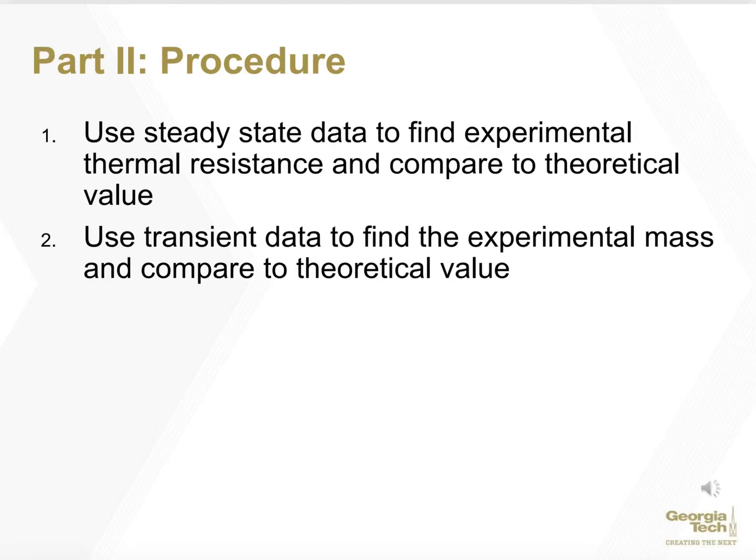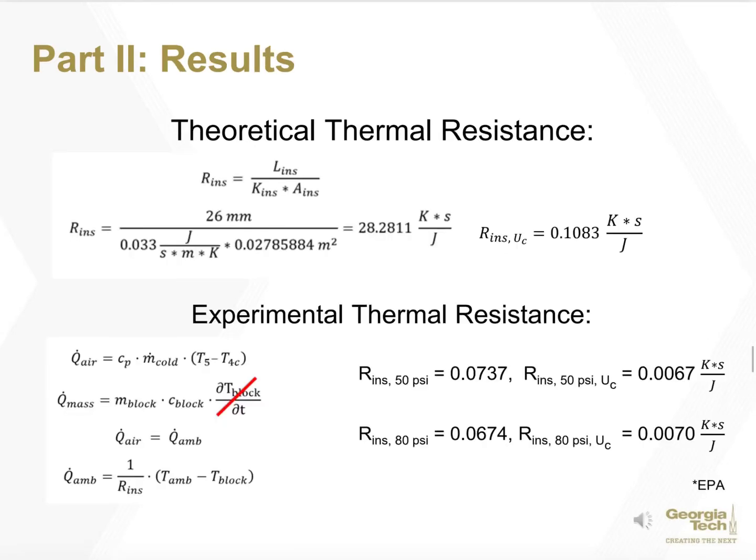The same data collected at 50 and 80 psi was then used to determine the thermal resistance and mass values. The thermal resistance was found using the steady-state data, and the mass was found using the transient data, both relying on reordering the energy change equation. The theoretical thermal resistance was found using the surface area of styrofoam that was in contact with the block. This was found to be 28.28 Kelvin second per joule.